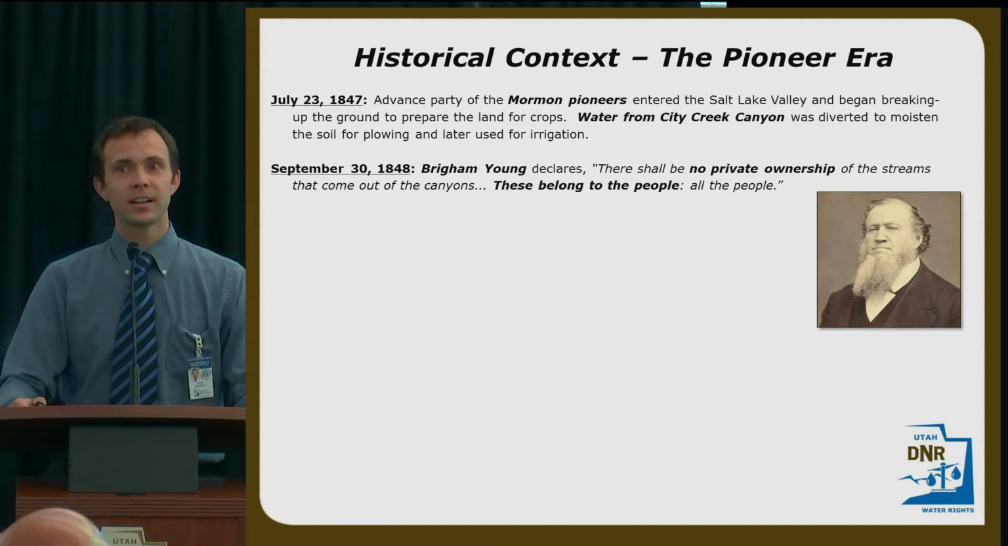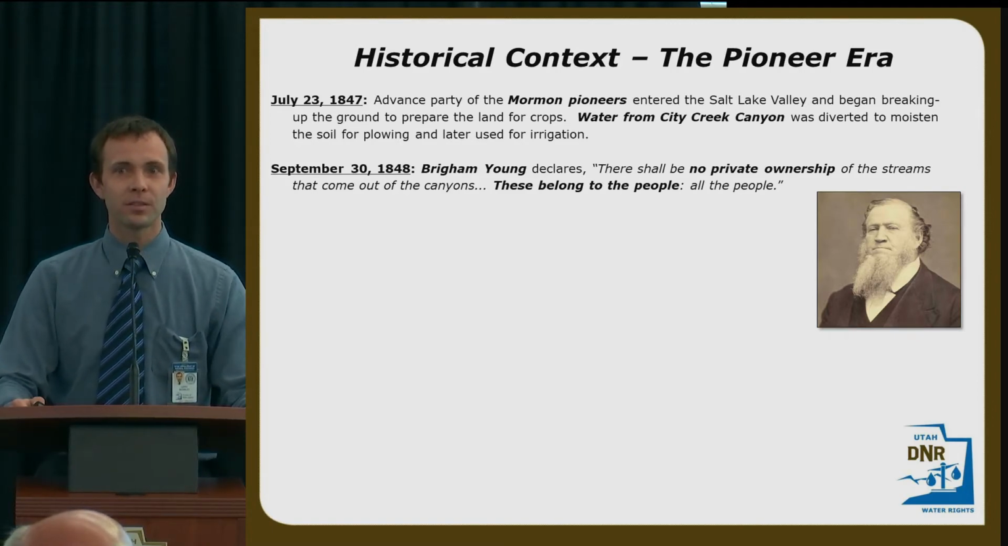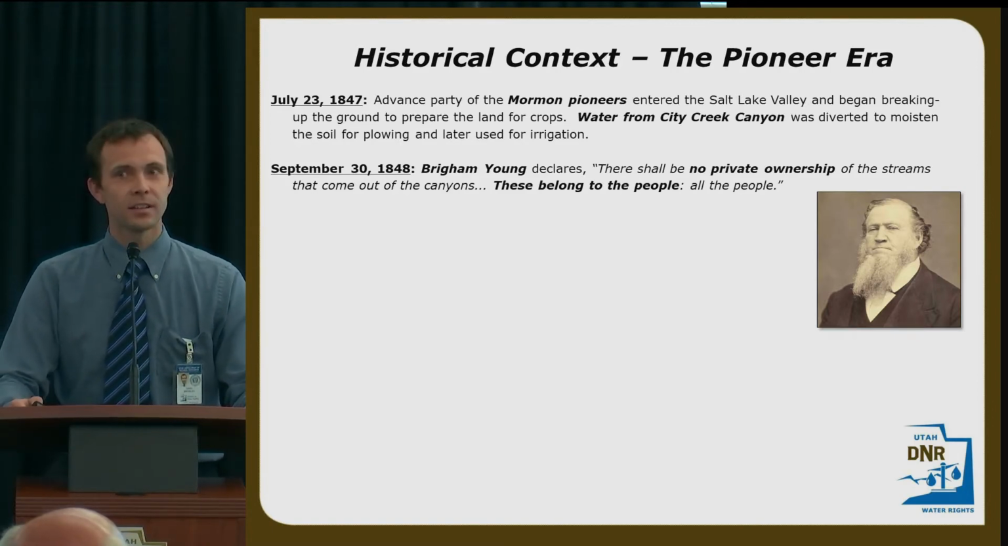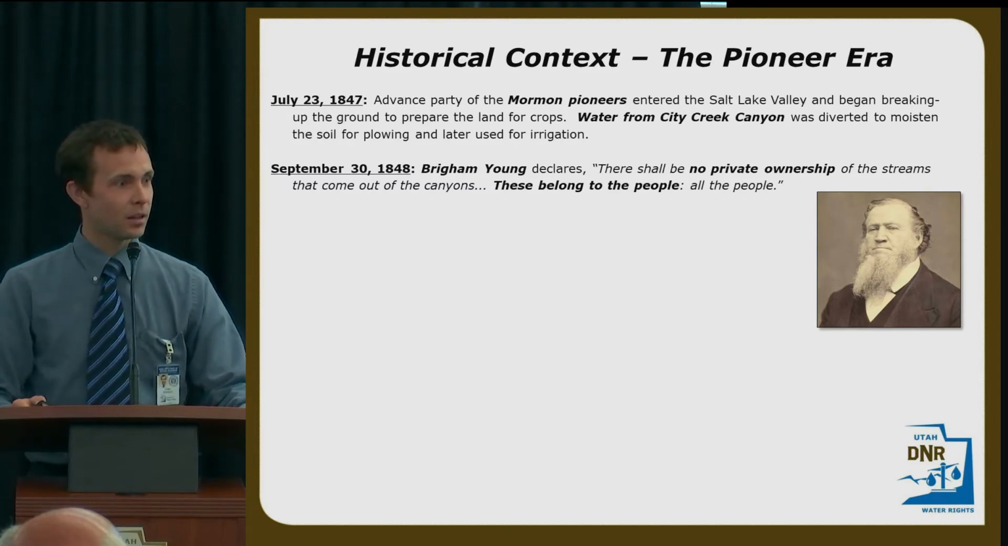1848, Brigham Young declared, "There shall be no private ownership of the streams that come out of the canyons. These belong to the people, all the people."